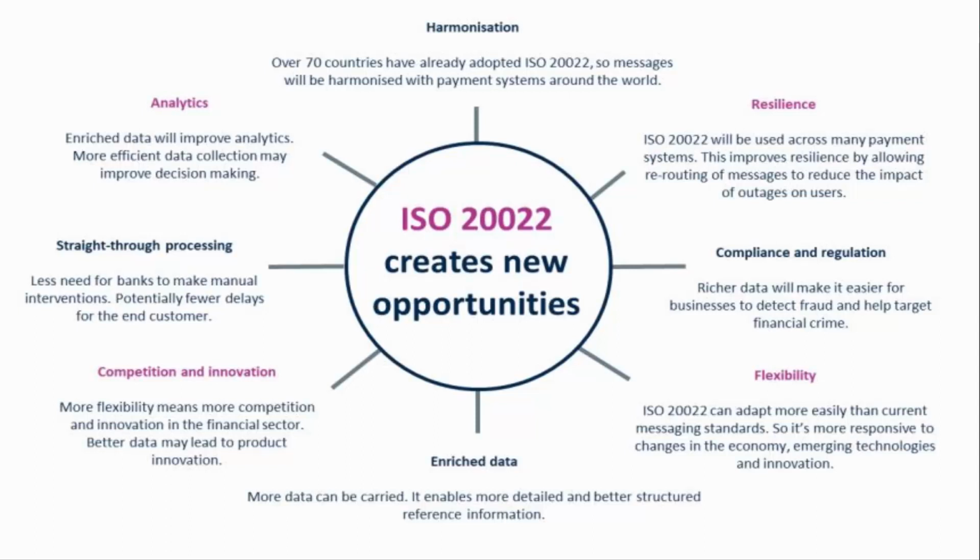So you imagine a universal messaging standard for financial messages between financial institutions, and this messaging standard enables more enriched data within the messaging itself, which is an improvement or an enhancement from the previous messaging standard. That is basically ISO 20022.